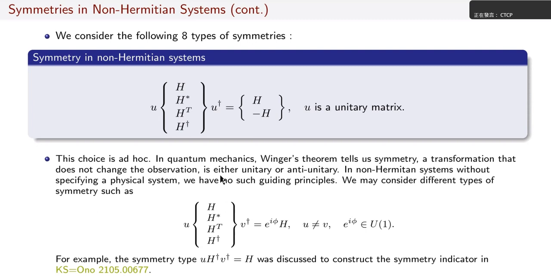Okay, so in today's talk, I consider this type of symmetry constraint on non-Hermitian matrices. 8 is 4 times 2. Is that right? 4 times 2. Yes, of course. We know the symmetry acting on complex conjugation and also transpose. I assume you have no degrees of freedom to change dagger.